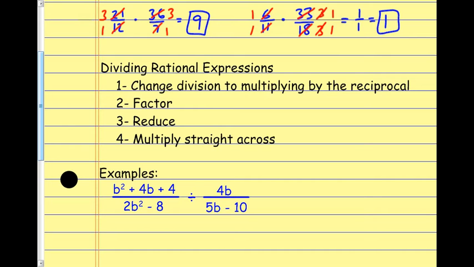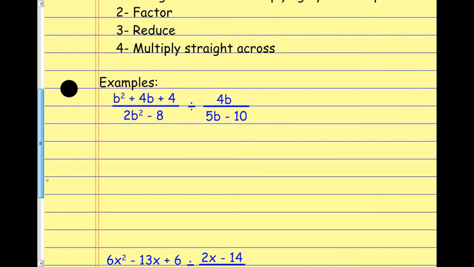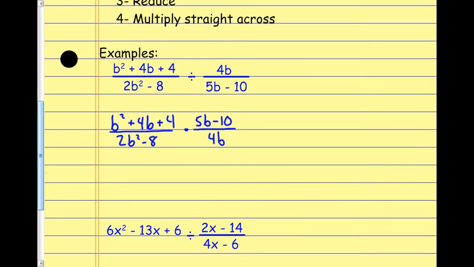Okay? For example, if I look at something like this guy, my first step is going to be immediately to change this to multiplying by the reciprocal. So this first fraction stays the same. I change the second fraction. Instead of dividing, I'm going to change it to multiplication, and I just flip this second fraction. I change it to multiplying by the reciprocal. And now I do the same things that I've been doing. Okay, so I factor everything completely.